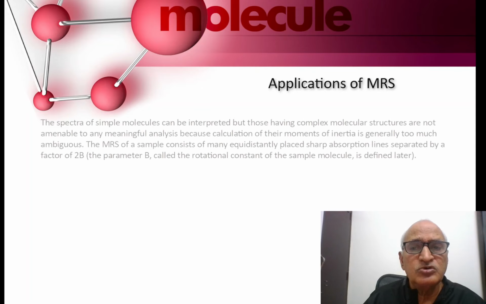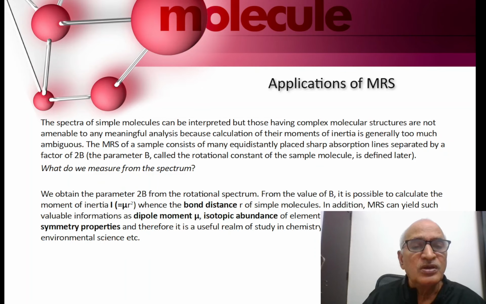Applications of microwave rotational spectrometry. You see, the spectra of simple molecules can be interpreted, but those having complex molecular structure are not amenable to any meaningful analysis because calculation of their moment of inertia is generally too ambiguous, doubtful. The MRS of a sample consists of many equidistantly placed sharp absorption lines separated by a factor of 2B, the parameter called rotational constant of the sample molecule.